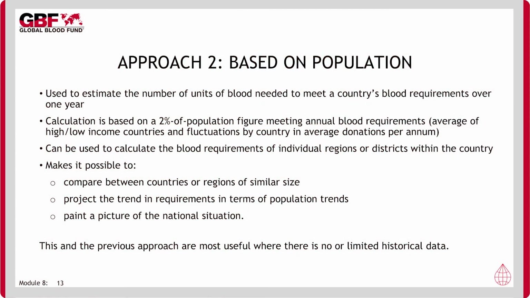A second approach is to forecast using the country's or region's population. The percentage basis has varied over time, as well as by whether a high or low income country is being considered. However, 2% is a fair average. This formula can be used to calculate the blood requirements of individual regions or districts within the country. It makes it possible to compare between countries or regions of similar size and project the trend in requirements in the context of population growth or decline.